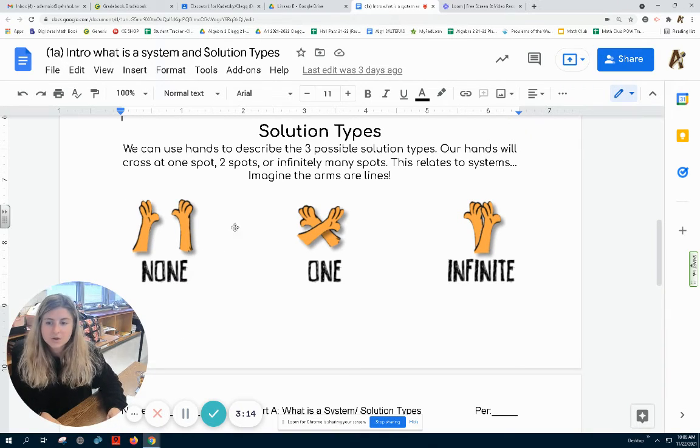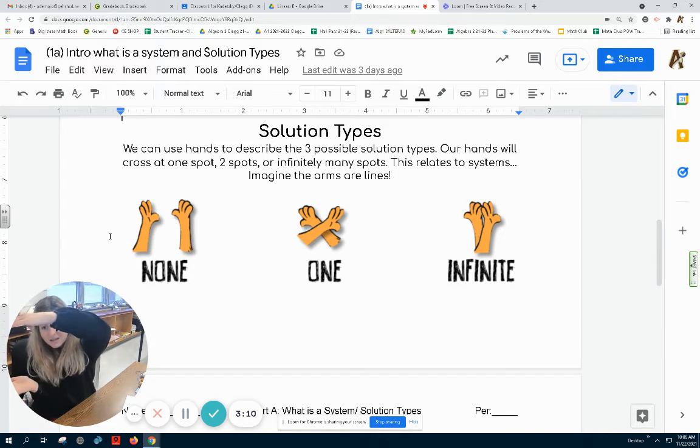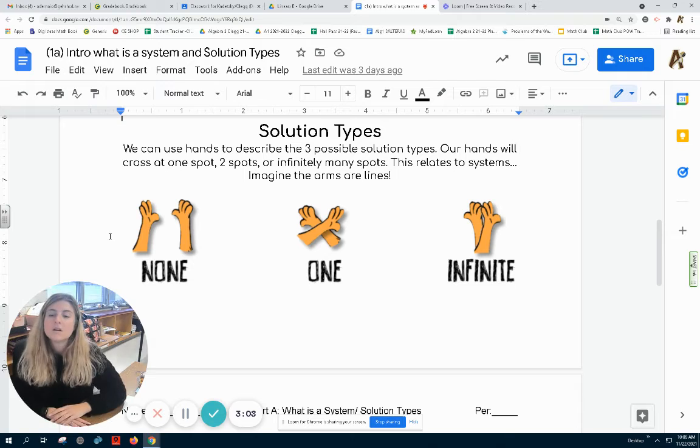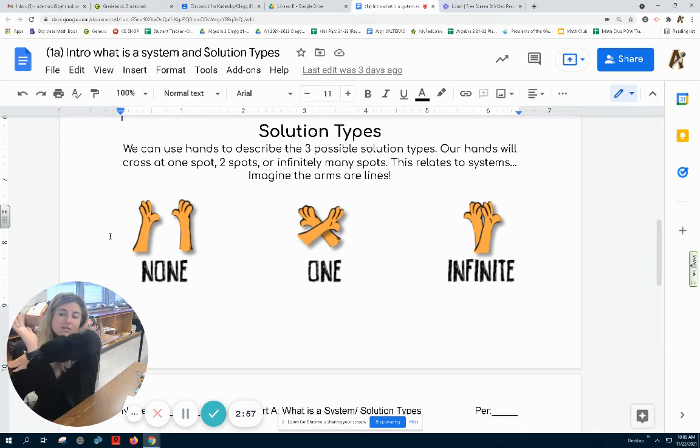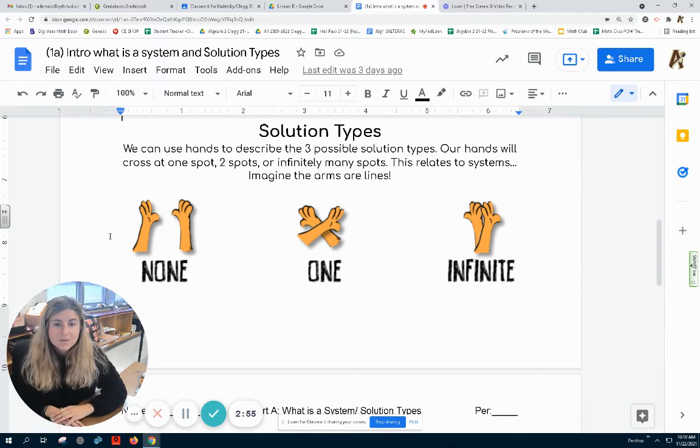All right, so if your graph looks something like this, where you have two parallel lines, either like this, like this, or like this, it's going to be no solutions. They're never going to intersect. You're never going to be able to identify that solution. If you see that they intersect at one spot, maybe like this or like this or like this, that's going to be one solution, because that point of intersection is your solution.